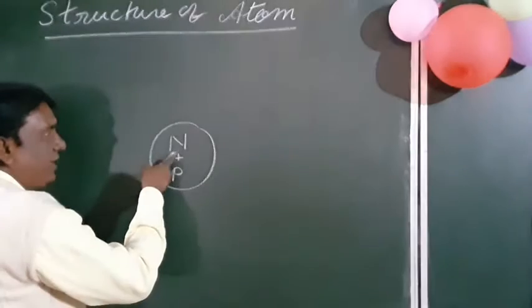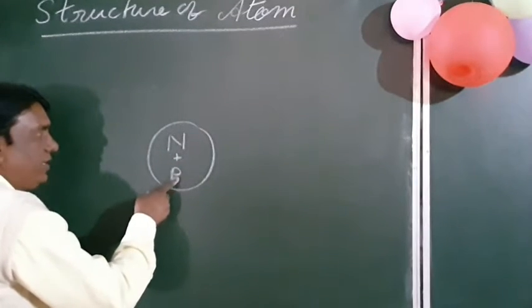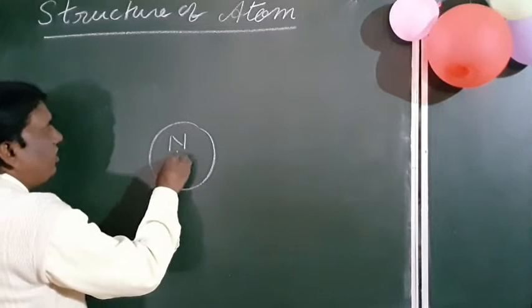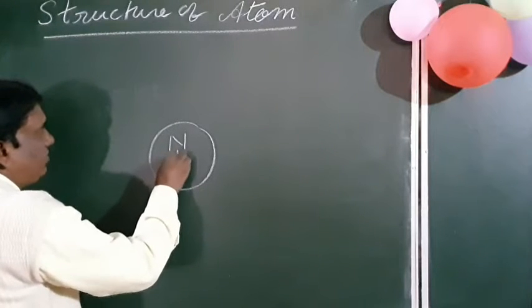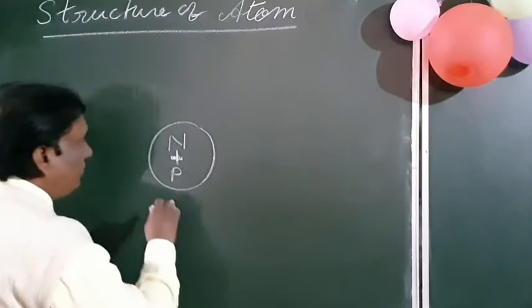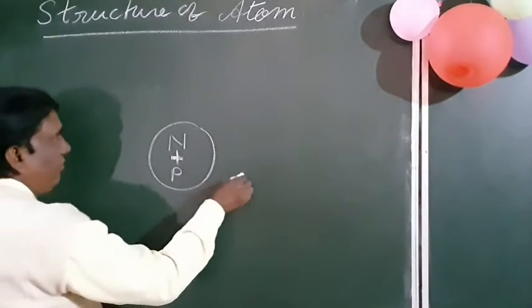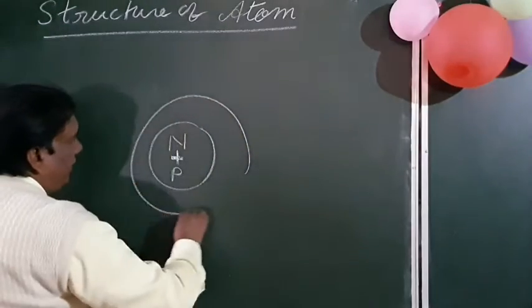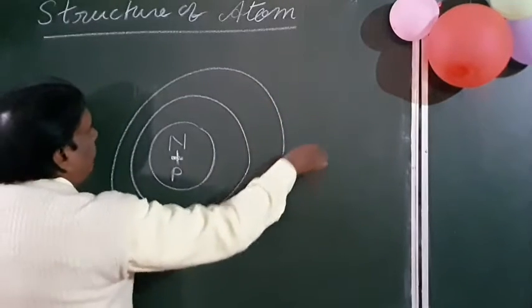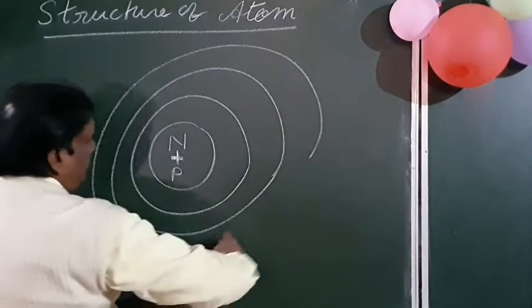Neutron is denoted by N and proton is denoted by P. They have positive charge. Nucleus has positive charge. It is the positively charged center of the atom. And electrons are also found in the atom that revolve around the nucleus in an elliptical path or circular path.